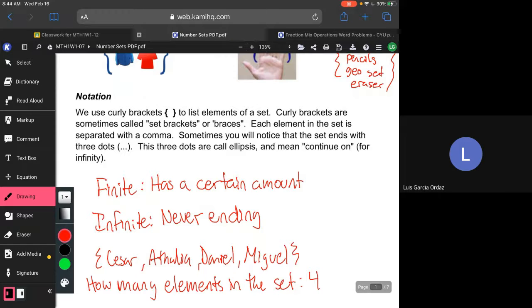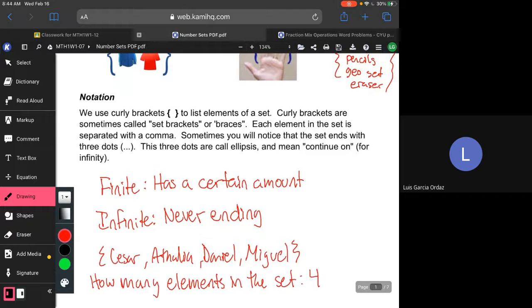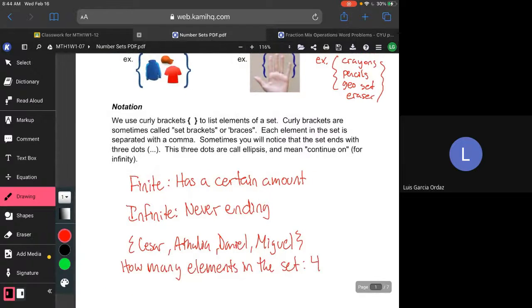So if I were to ask you guys to name the set of video games you have, you probably have a finite amount of video games because you can't own infinitely many video games unless you have access to all of that. And for example, the apps that you have on your phone, that is a finite set because you can probably name them off by heart. So be sure that you're copying this down.